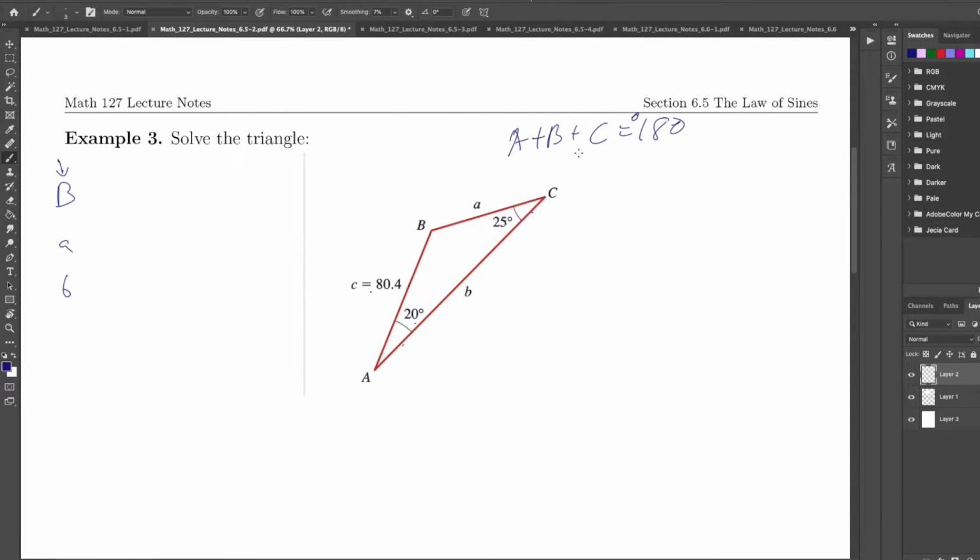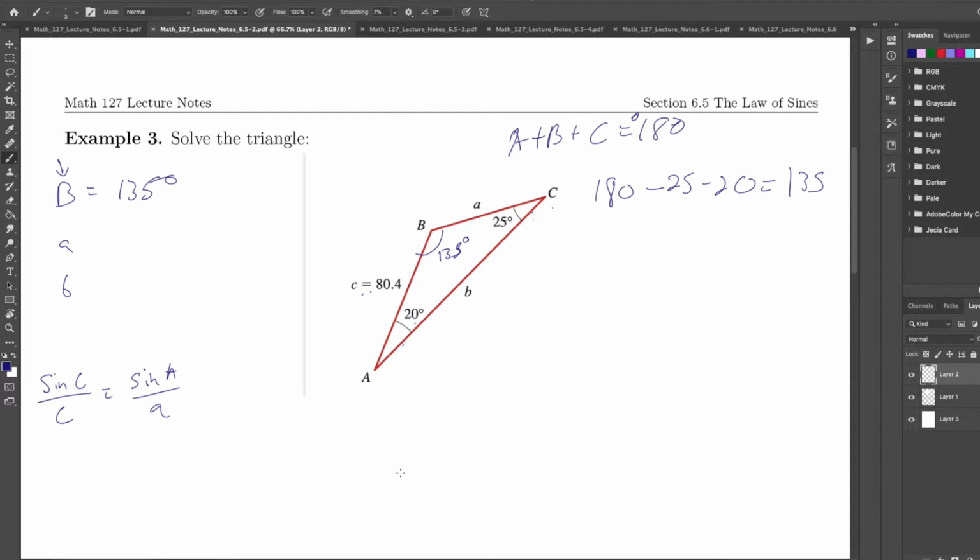So if I know this, I know what this angle is right here. Well, it's 180 minus 25 minus 20, which gives me 135, because this will be minus 45, and 180 minus 45 gives us 135. So this angle right here is 135 degrees. And so I found the first thing I need to find. Alright, now that I have all the angles, I'm going to set up my ratio. I know C and little c, so we'll definitely use that. So the sine of C over c is equal to the sine of A over a.